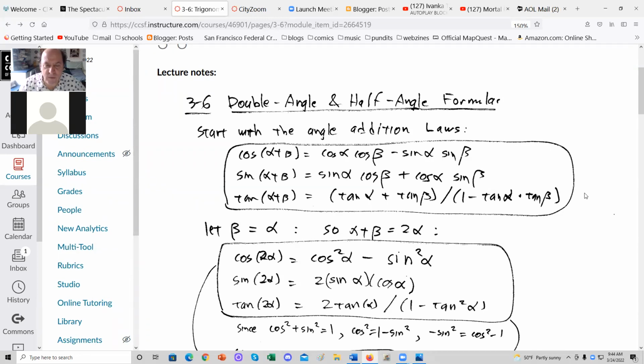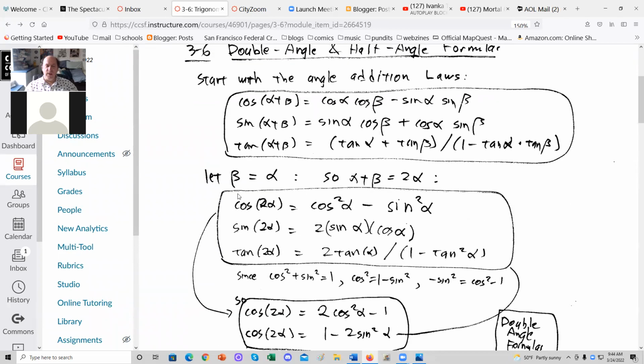Now, for a double angle formula, we'll set beta equal to alpha, so that alpha plus beta equals 2 alpha. And so when we do that, cosine of 2 alpha is cos squared alpha minus sine squared alpha, like this. Sine of 2 alpha is sine cosine plus cosine sine, which makes twice sine alpha cos alpha. And tangent 2 alpha is tan plus tan over 1 minus tan tan, 2 tan alpha over 1 minus tan squared.